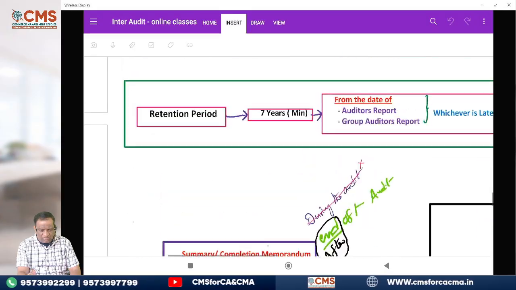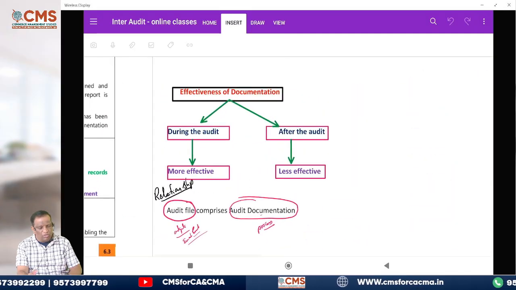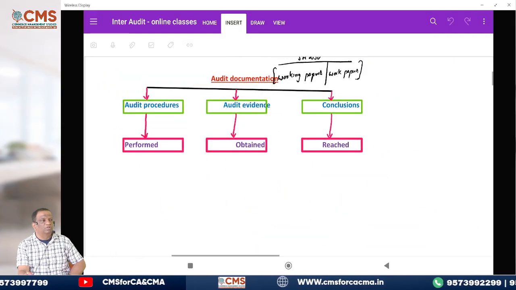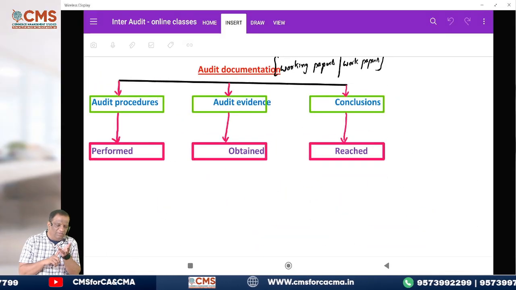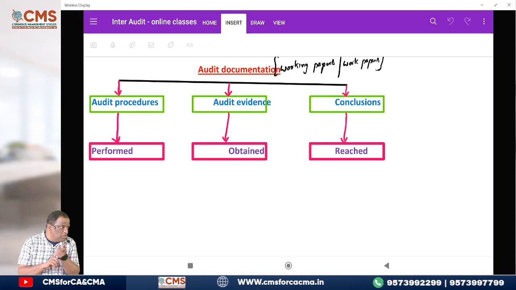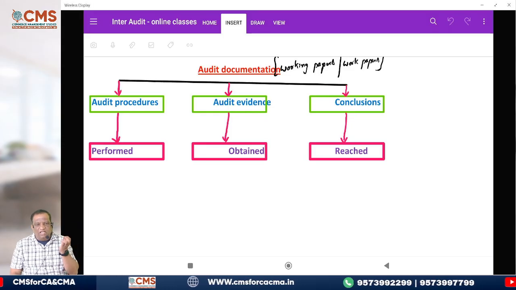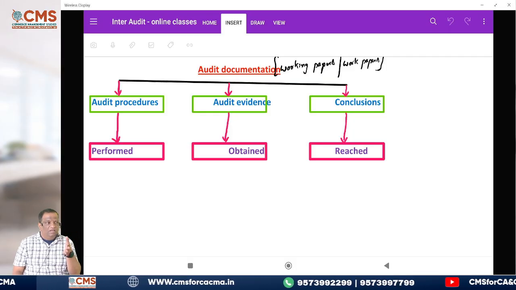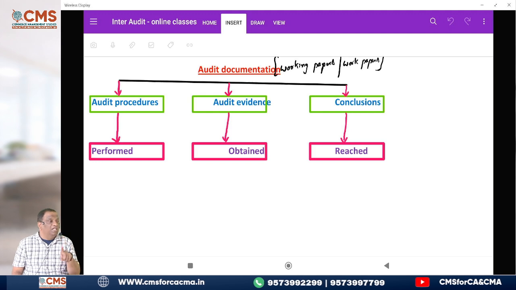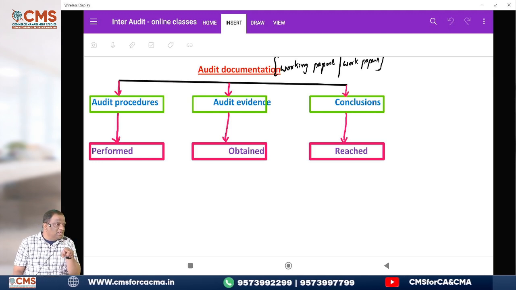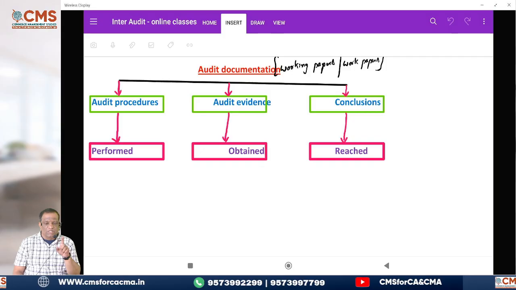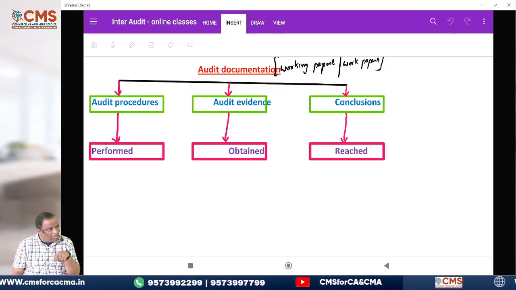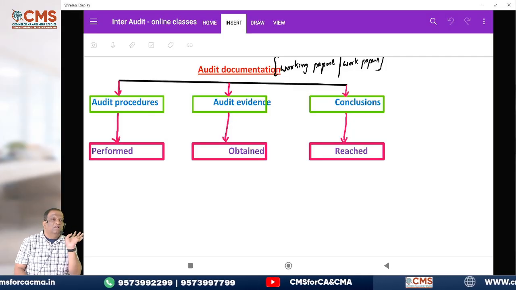First I will touch one more time on these timelines. Now you tell me, what do I mean by documentation? 3 points you have to remember: audit procedures performed, evidence obtained and conclusions reached. Now what is the time for assembling the audit file? 60 days. Is it minimum or maximum? Maximum. And what is the time given for retention? 7 years. Minimum or maximum? Minimum 7 years. 7 years from what date? Date of audit report or date of group audit report, whichever is later. That is how this logic works.